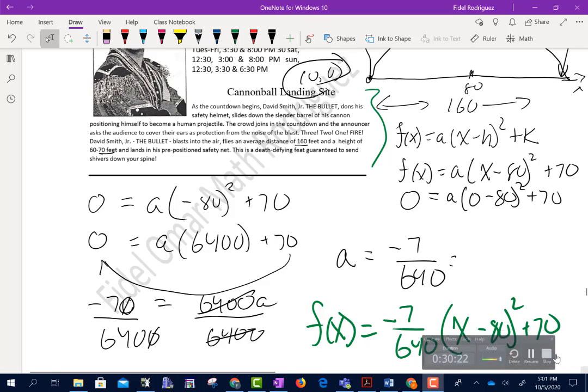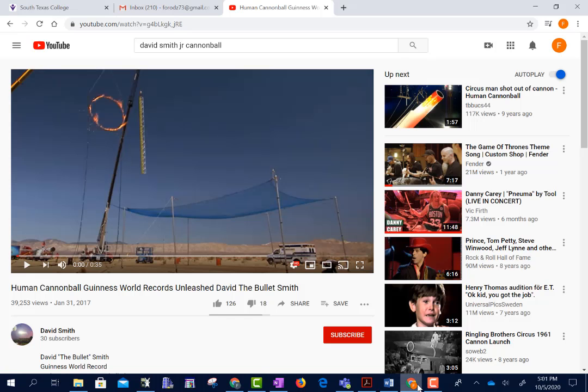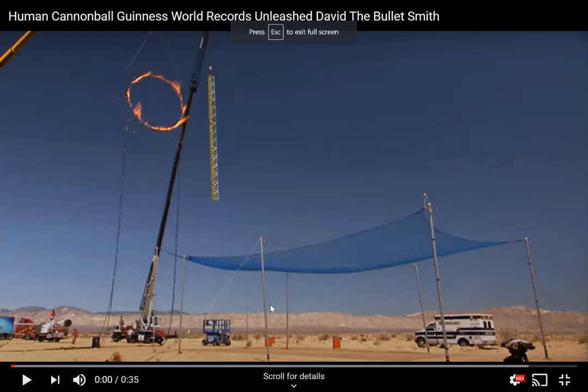And let me show you one more thing. You might ask, how does one become a human cannonball, or what does a human cannonball look like? So here it is. And this is the guy, David Smith, and they call him David the Bullet Smith, and this is his Guinness Book of World Records.